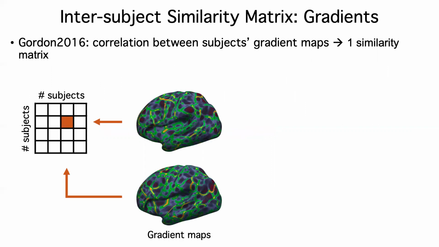For the local gradient approach, the inter-subject similarity matrix is simply defined as correlation between subject gradient maps. For example, the highlighted entry is the correlation between gradient maps of subject 2 and subject 3.